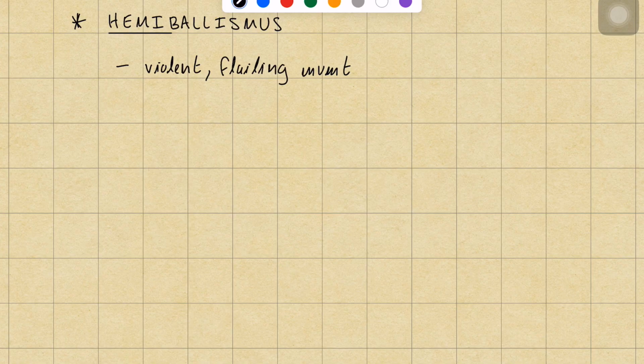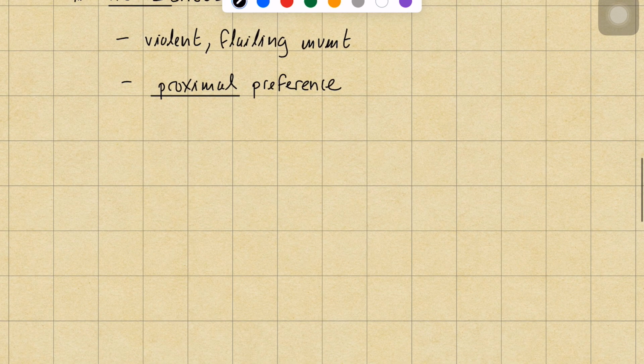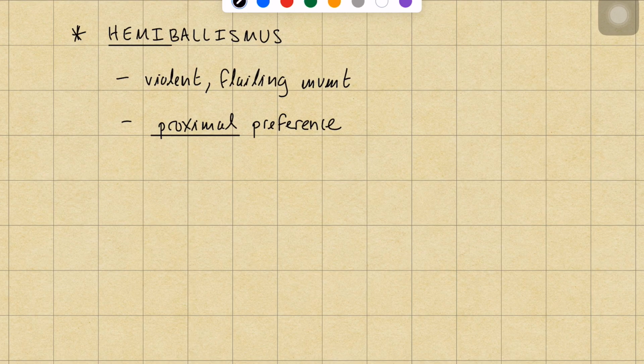So you'll see it on one side of the body, and it has a preference for the proximal muscles of the shoulders and hips. So it has a preference for the proximal. And so you'll see that in the shoulders and hips. That's a very key way to distinguish it from other types of dyskinesias, is that proximal preference. And so then you'll see this violent flailing movement is often seen as kind of a ballistic-like throwing of one arm. But remember, it's hemiballismus, so you'll really only see it on one side.